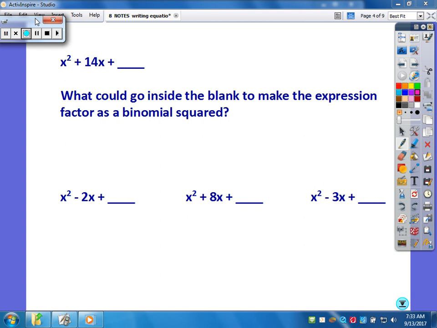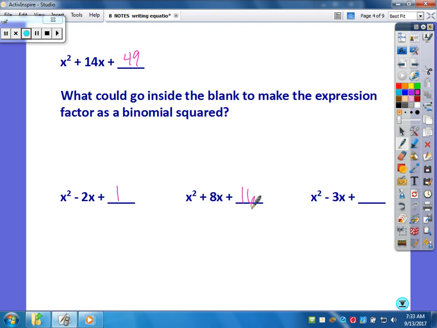Okay, so remember on Friday how we were trying to figure out the perfect square number that would go in the blank, and we said that we just have to take half of the 14 and square it, so that's 49. And here we said we would take half of 2 and square it, so half of 2 is 1, 1 squared was 1, half of 8 was 4, 4 squared was 16.